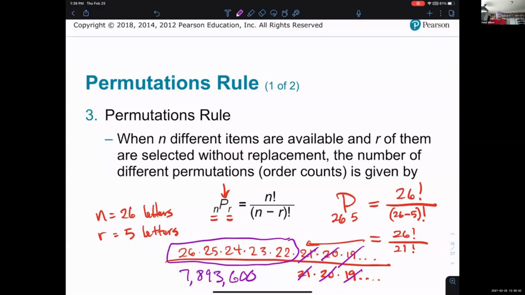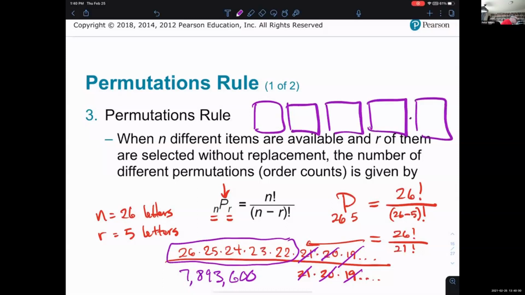Now, you can also think of this, as I was discussing earlier, as just a more complicated application of the multiplication rule. As I was saying before, with the multiplication rule, you have a succession of choices to make. Well, if I'm picking five letters, then I'm going to have different ways that I can get those.